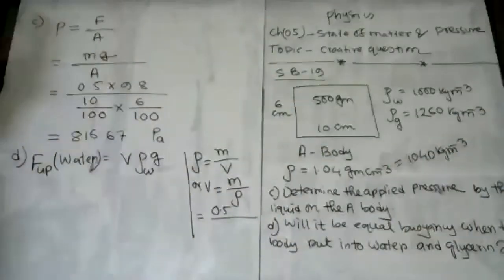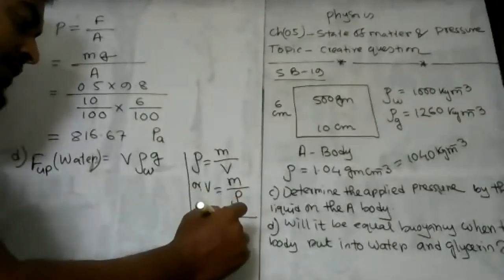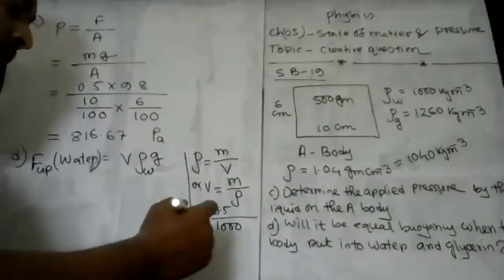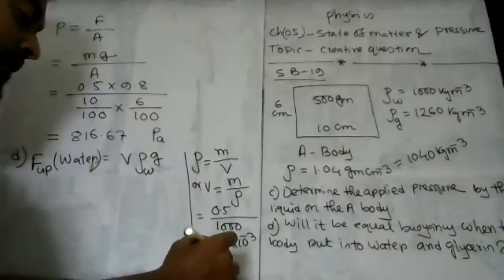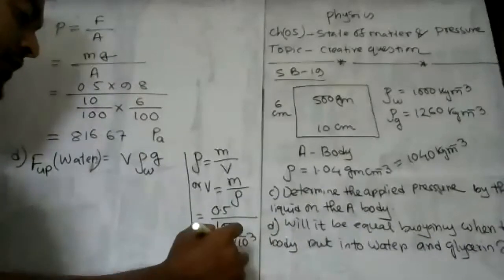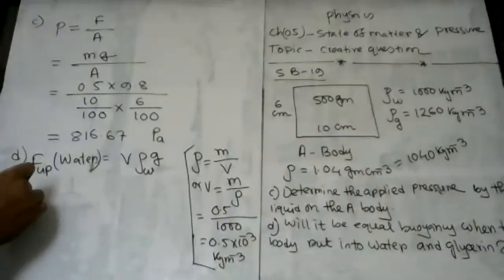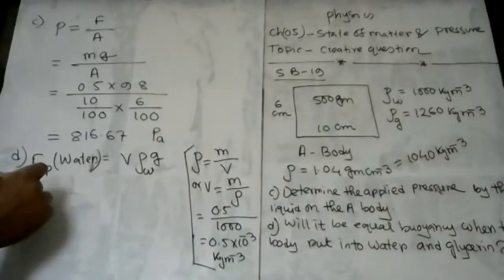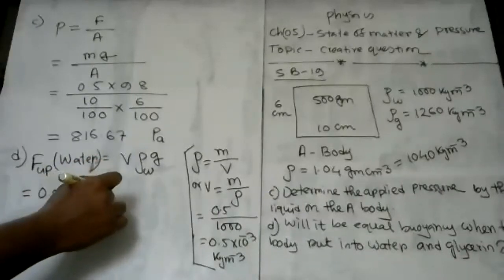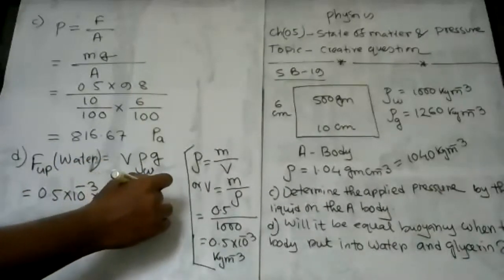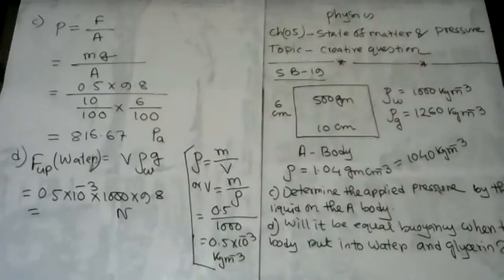So volume V equals mass divided by density, which gives 0.5 into 10 to the power minus 3 meter cube. And density rho of water equals 1000 and g equals 9.8. So find out the upward thrust or buoyancy that is applied by the water on the body.